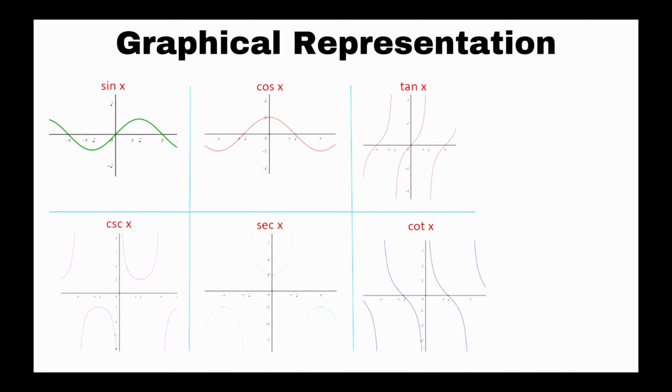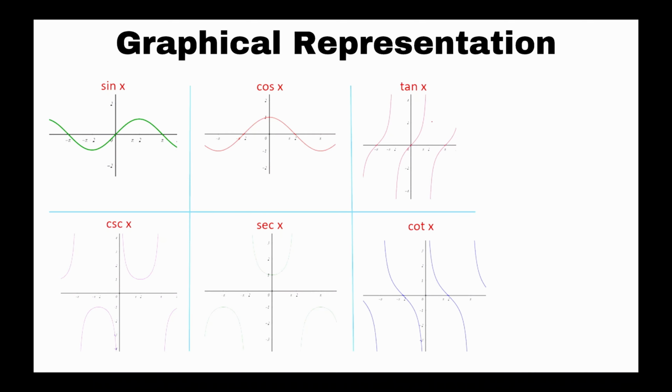Now talking about the graphical representation. Of course, you've already known all these graphs earlier. So when we talk about sine x, it ranges from minus 1 to 1 and it has a period of 2 pi. So that is why you can see it starts repeating itself after 2 pi. And its domain is R. Same for cos x. The only difference is that at 0 value, I have my output as 1. However, in sine x, at 0 value, I had my output as 0.